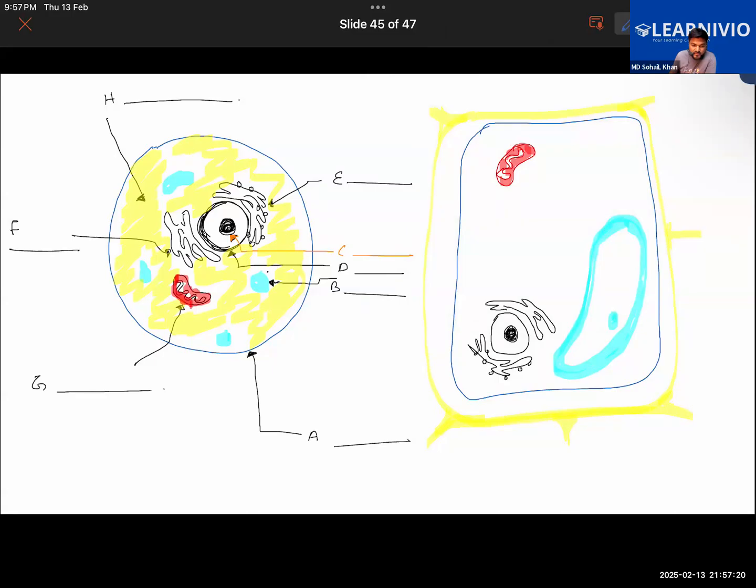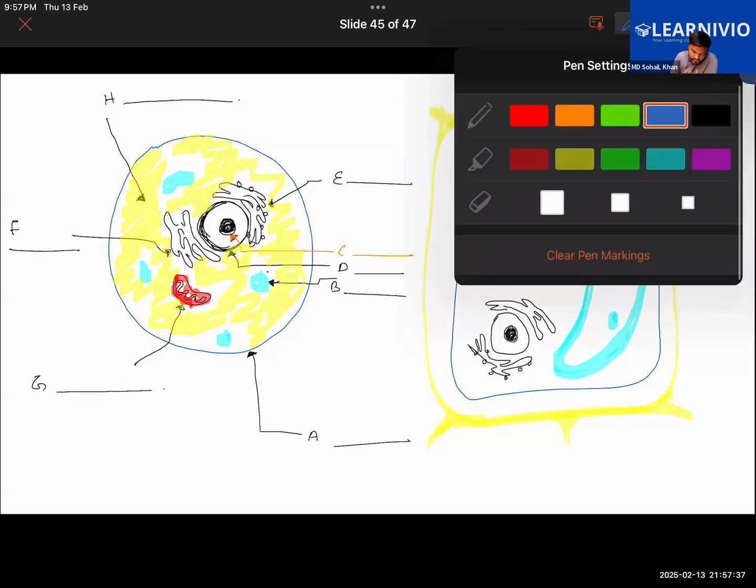By the way, have you labeled all the parts yet or not? Put it in the chat box. Okay, sir. I've got these structures also.